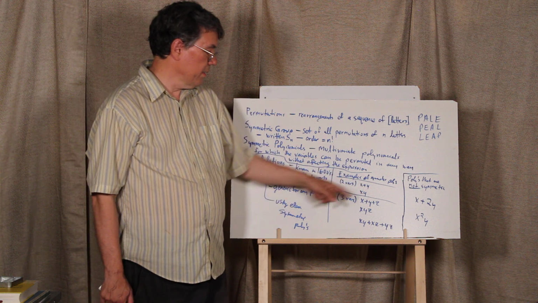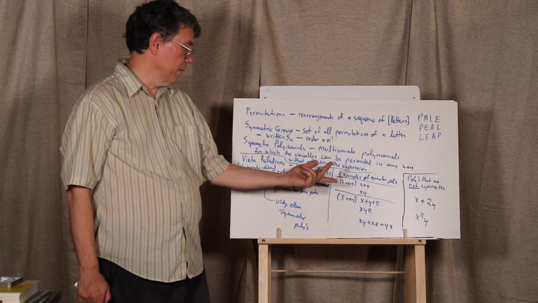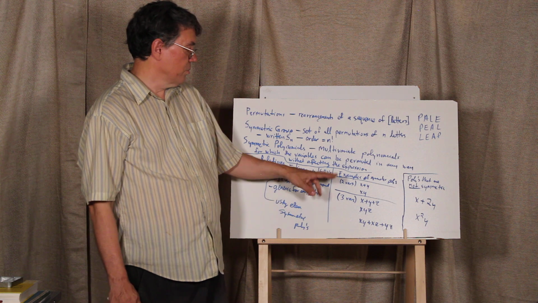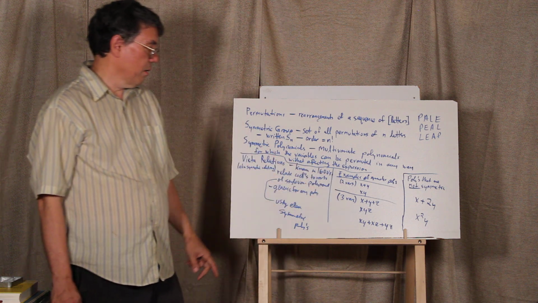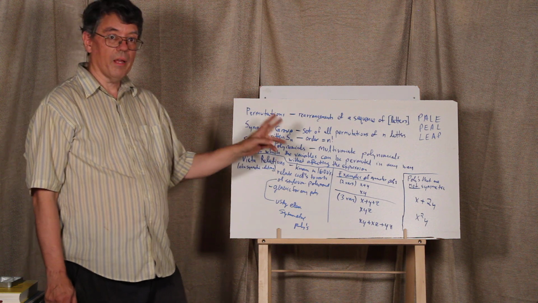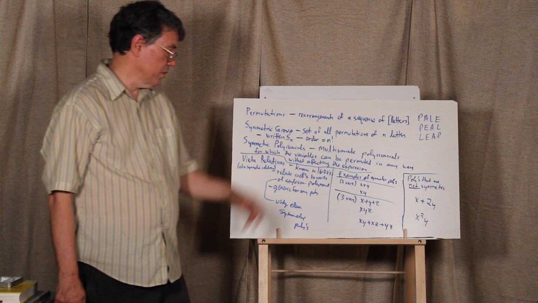Ditto for xy, again, multiplication is commutative. You can switch those two variables to make it yx, and it's still the same thing. So these are symmetric polynomials in two variables, and they have the property that switching those variables does not affect the expression. It's just the same thing.